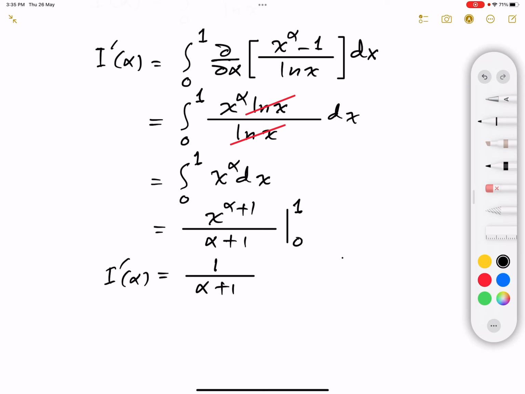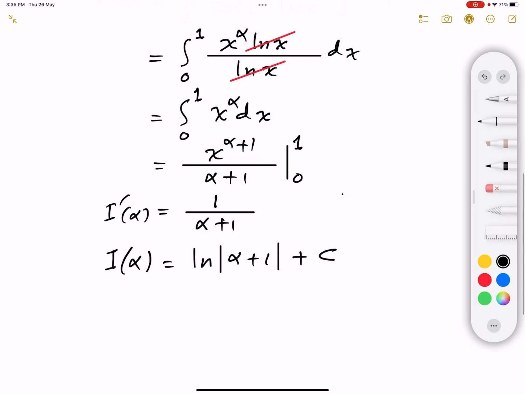Now I will integrate both sides. That means that I(α) is going to be equal to the natural logarithm of (α+1), and we need to add a constant C, which is the constant of integration. Now the problem is to find the value for C. And for that, we need to substitute a particular value for alpha, and from that we can calculate C.